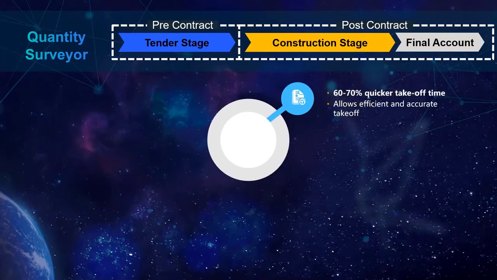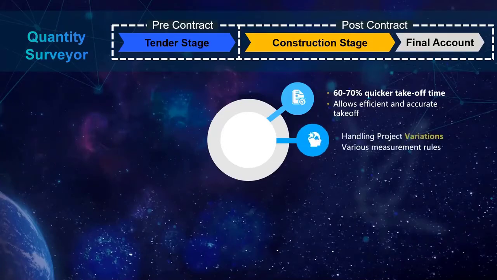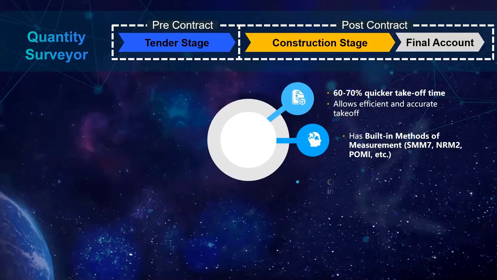The software gives us a solution to that. So it makes takeoff 60 to 70% quicker. It allows efficient and accurate takeoff, right? And then when you have handling project variations, obviously, when you have a revision in the design, then the software is doing all of it by itself. So you have different measurement rules or methods of measurement inside of the software, which are already embedded. SMM7 and RM2, POMI, Indian Standard Method of Measurement, IS 1200, all of those are already inside of the software. So it's making sure that the rules are getting applied to the BIM model.